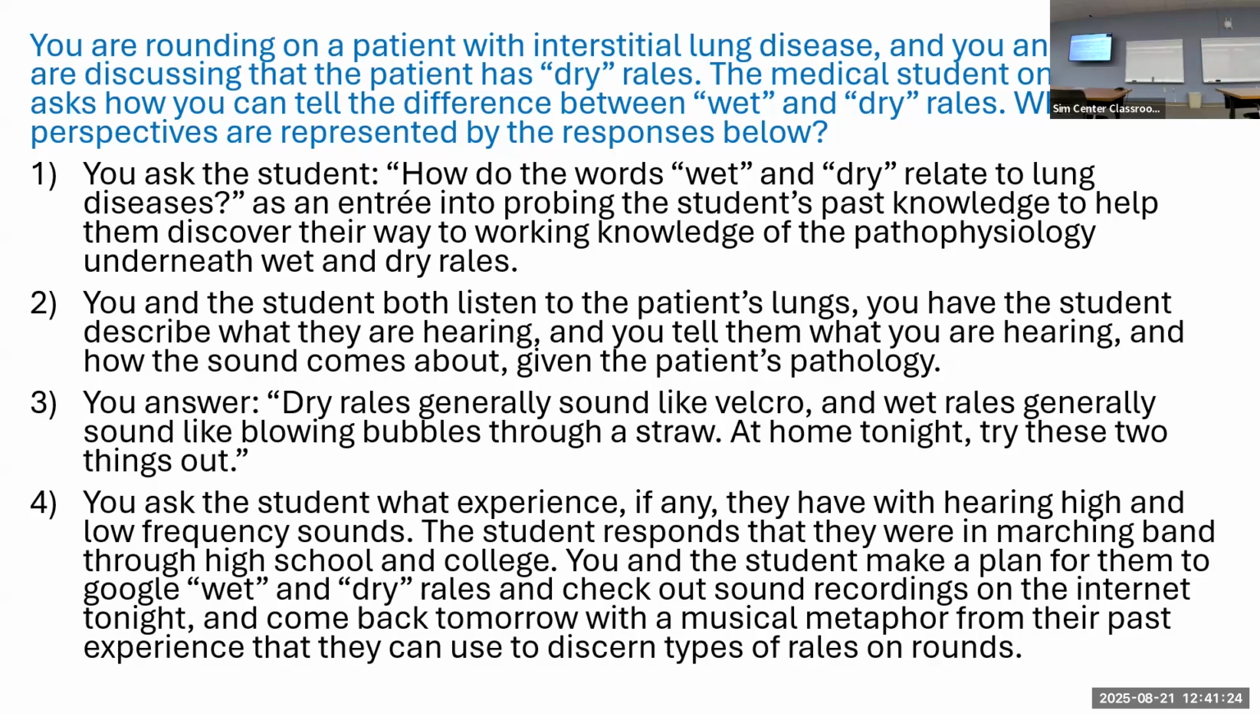You're rounding on a patient with interstitial lung disease, and you and the student are discussing that the patient has dry rales. The medical student asks you, how can you tell the difference between wet and dry rales? And you have your option of one of these four different response choices. The question is, which of the perspectives are represented by each response choice? So we're going to go through the four and say, what perspective does this look like?